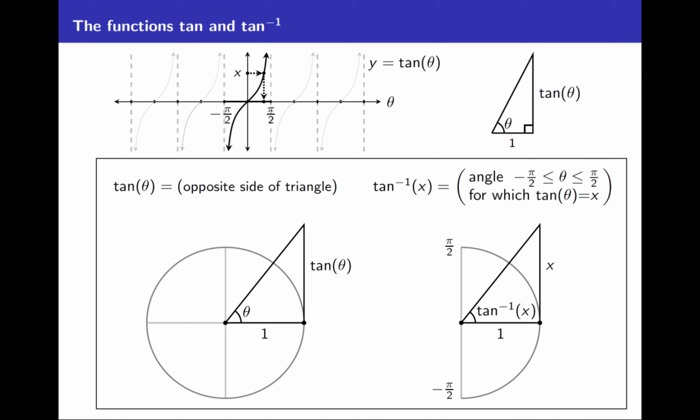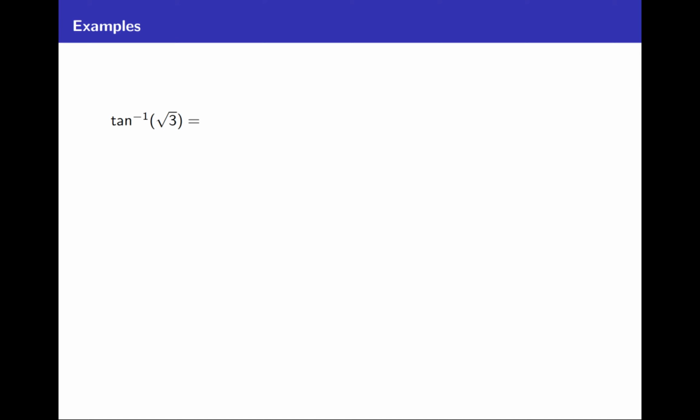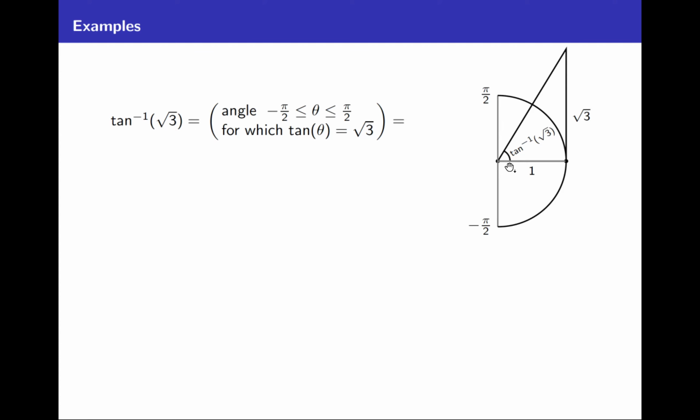So let's look at some examples of this, and I'll try to draw the picture of tangent inverse of x that we've illustrated here to underscore its usefulness. Let's look at tangent inverse of the square root of 3. By our previous definition, that's the angle theta between negative pi over 2 and pi over 2 for which tangent of theta equals the square root of 3. And we'll draw our picture over here.